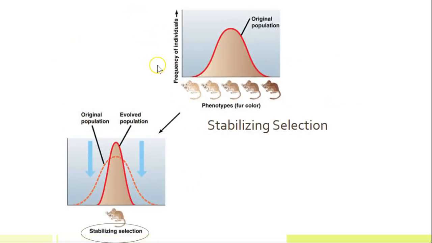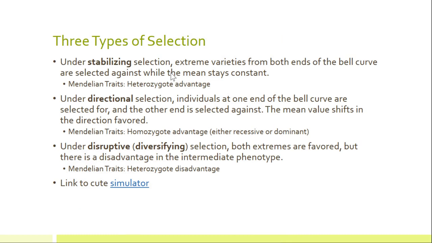So let's say that you have phenotypes in mice. I don't know why you would talk about phenotypes in mice, but let's say that you have the original population is this color, right? But then you also have blonde mice and you have dark mice, right? When we talk about these 3 types of selection, stabilizing, directional, and disruptive or diversifying, you're talking about the direction that the population is going to go along that bell curve.